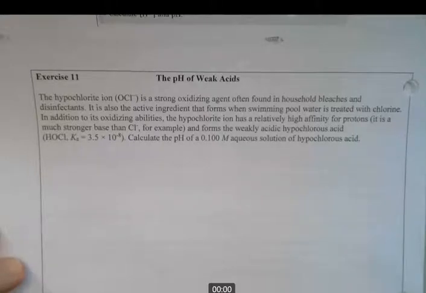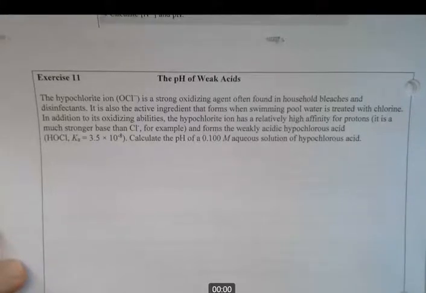Okay, we're on exercise 11 of the NMSI packet for acids and bases, and this one deals with the pH of weak acids. So I'll read the question. The hypochlorite ion is a strong oxidizing agent often found in household bleaches and disinfectants.